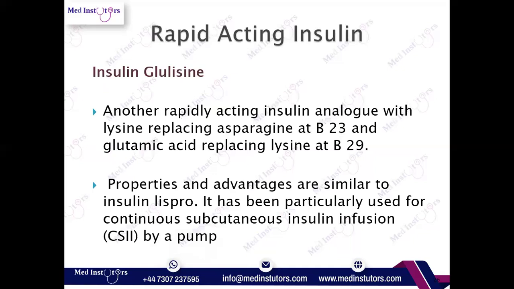Glulisin is another rapidly acting insulin analog, with lysine replacing asparagine at B23 and glutamic acid replacing lysine at B29. Thus, the name glulisin came into being. Properties and advantages are similar to insulin Lispro. Remember this point: it has been particularly used for the continuous subcutaneous insulin infusion pump, CSII. So glulisin is preferred in pumps.